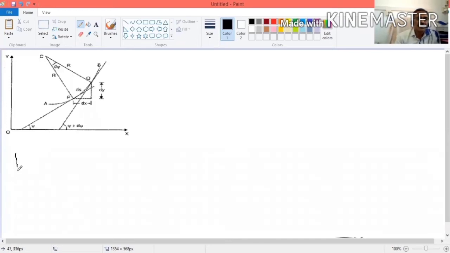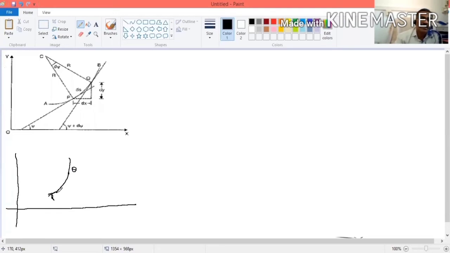Let us take this as the y-axis and this as the x-axis. Now, I am taking a curve like this. In the curve, I am taking 2 points. This is P. This is Q. These 2 points are very close. For analysis purposes, I am taking them very near to each other.